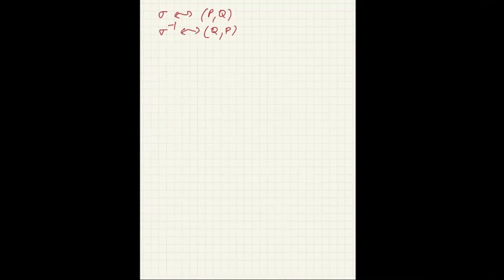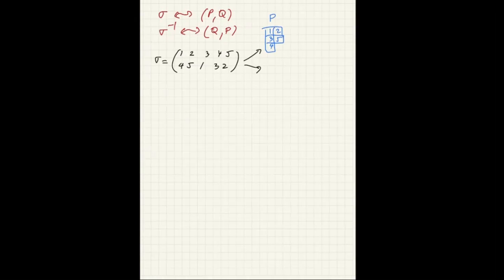And how does this work? Let me write down the previous example where I had sigma 1, 2, 3, 4, 5, and 4, 5, 1, 3, 2. This gave us the P, which is here 1, 2, 3, 5, 4.